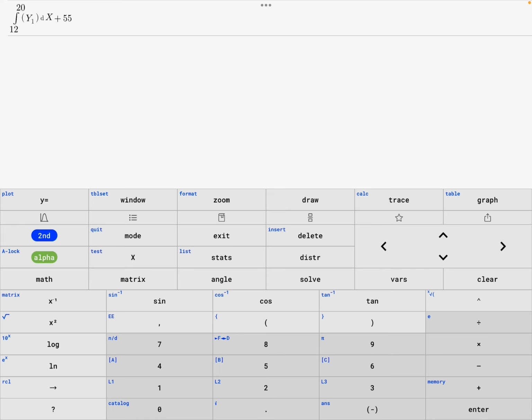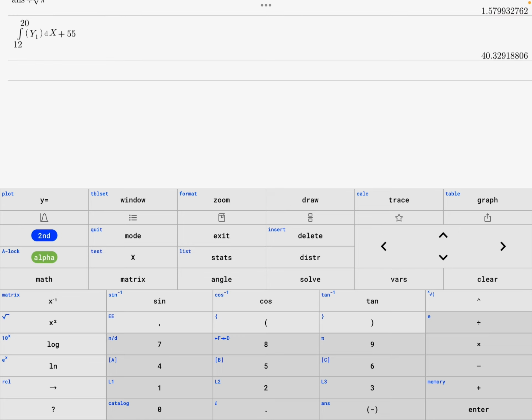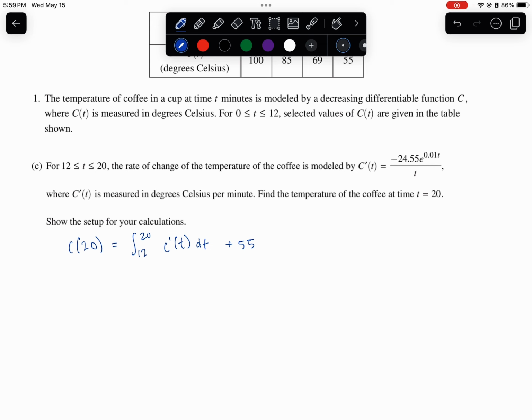Let's see how this goes. Okay, and I got 40.329. So that's going to be equal to 40.329 degrees Celsius. That right there is the temperature at t equals 20. Okay, so find the temperature. Let me just read through this. Show the setup for your calculations. Okay, I think that should be good.